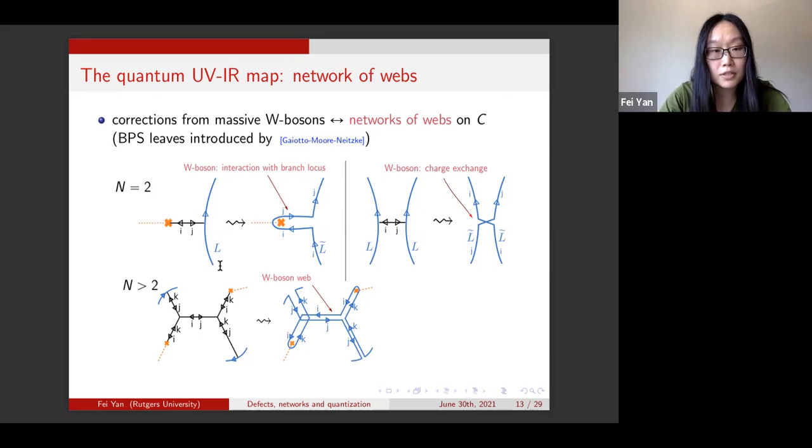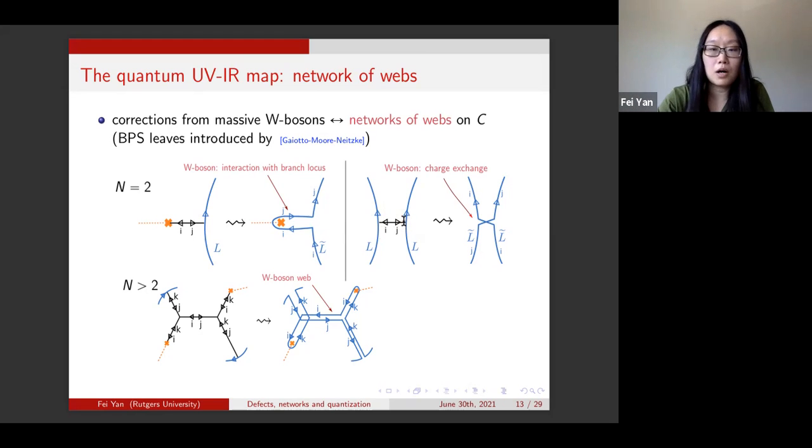So the first case is the following. Suppose downstairs on C cross R, my link strand intersects with a certain BPS leaf, which is connected to a branch point. Then upstairs, when I build my uplifted links L tilde, I'm allowed to add a little detour going from sheet I to sheet J. The second correction comes from the following. Suppose downstairs, you have two link strands, but they're intersecting the same BPS leaf.